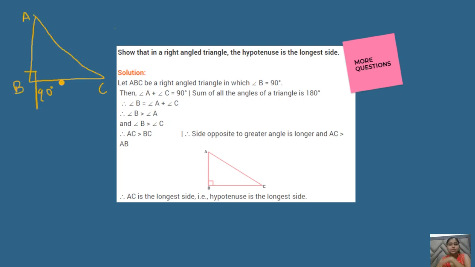So basically we know that angle B is equal to 90 degrees. By the angle sum property, which I have told you about in chapter number 6, lines and angles, angle A plus angle B plus angle C is equal to 180 degrees.